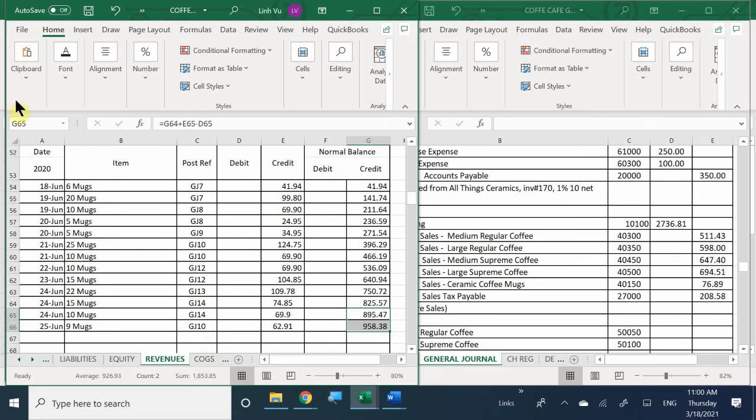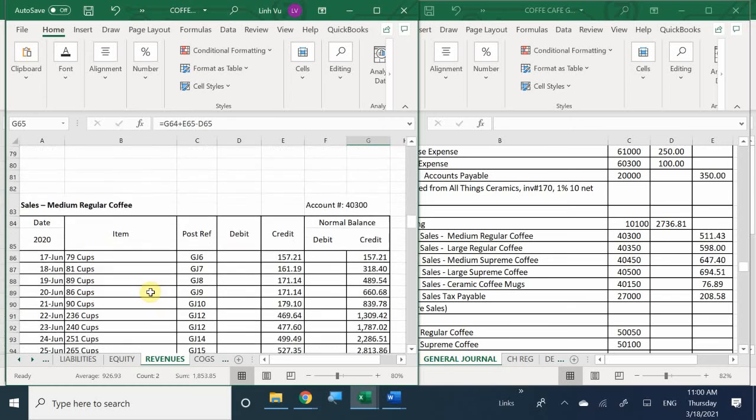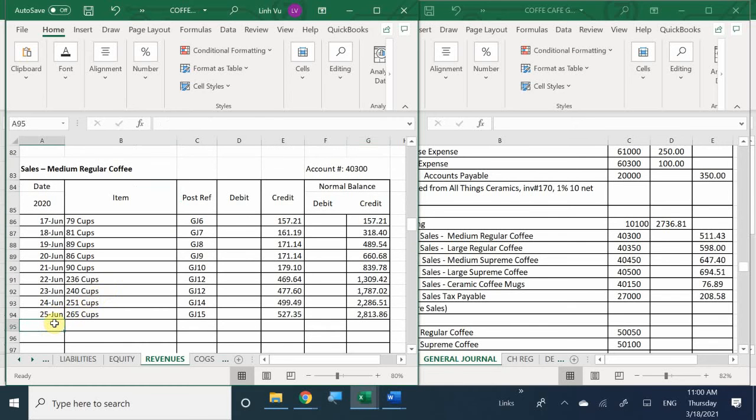So here, how many cups of the medium coffee that we sold for medium regular? 257 cups. All right, General Journal 16 for a grand total amount of 511.43. So what is my total ending balance? 33, 25, 29. Good.